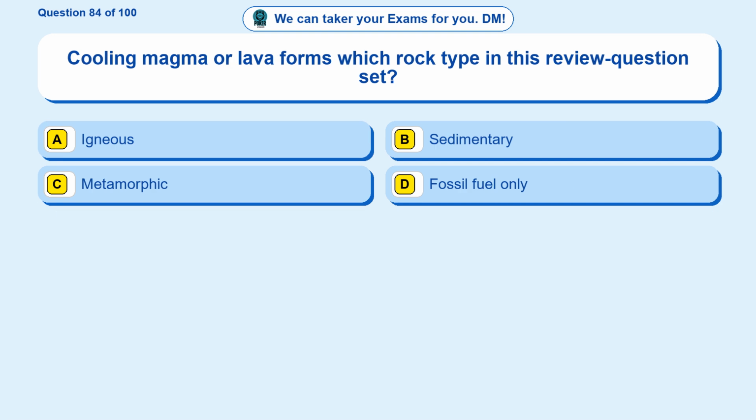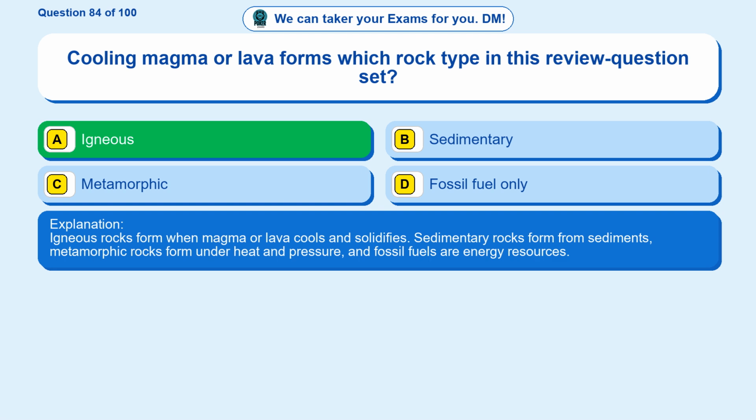Question 84. Cooling magma or lava forms which rock type in this review question set? Option A, igneous. Option B, sedimentary. Option C, metamorphic. Option D, fossil fuel only. The correct answer is option A. Igneous. Igneous rocks form when magma or lava cools and solidifies. Sedimentary rocks form from sediments, metamorphic rocks form under heat and pressure, and fossil fuels are energy resources.